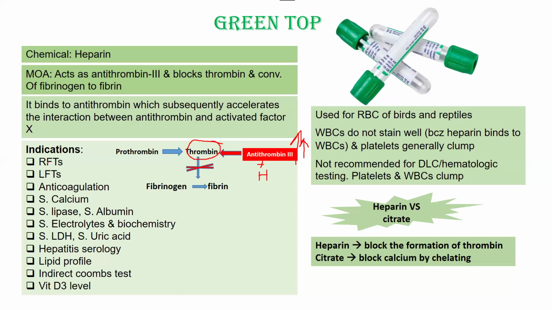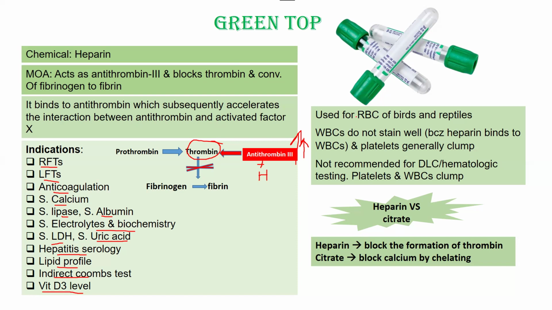The indication for this top tube is if you want to have a renal function test, liver function test, anticoagulation test, if you want to check serum calcium, serum lipase, serum albumin levels, serum electrolytes and biochemistry, serum LDH, serum uric acid concentration, if you want to have hepatitis serology, lipid profile, indirect Coombs test, or if you want to check the vitamin D3 level. So these are all the indications for the green top tube.